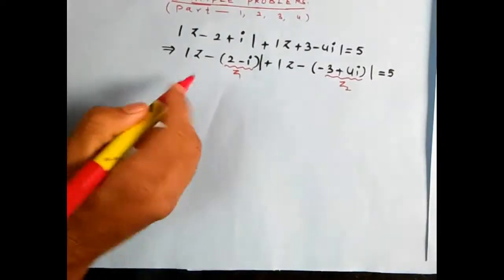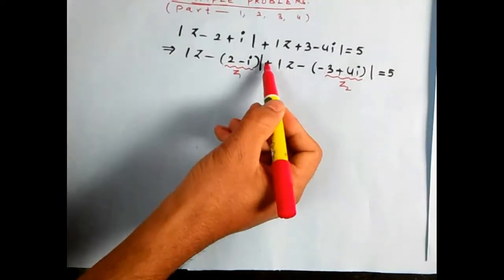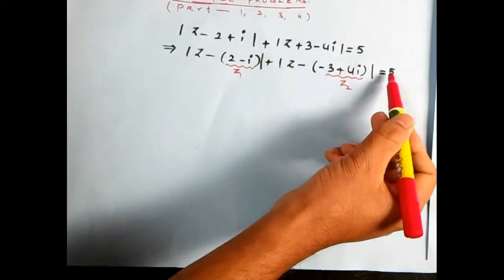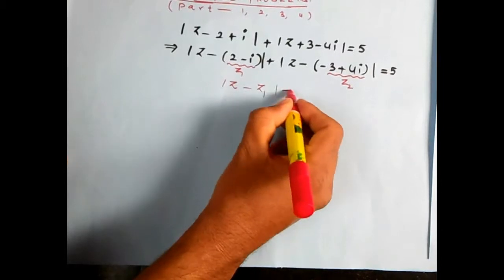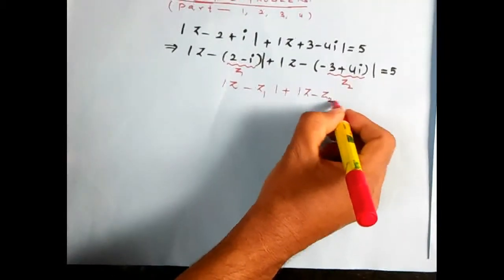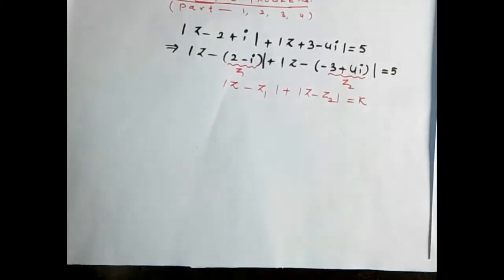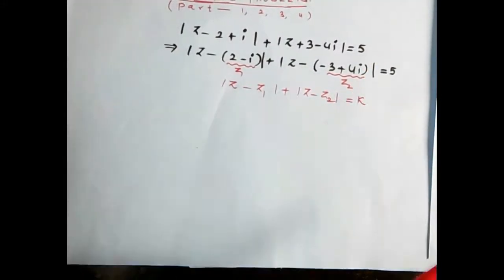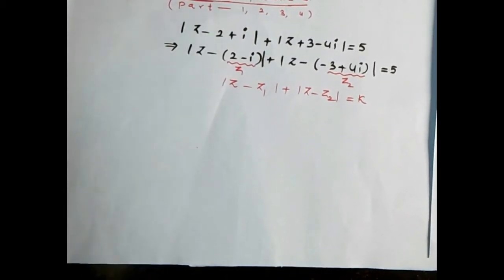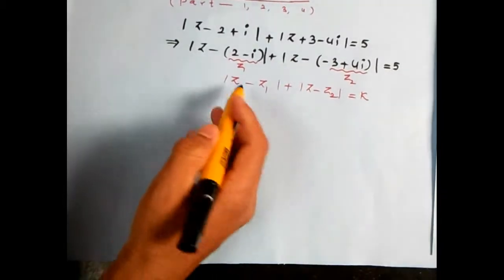So now how does it look? Modulus of z minus z1 plus modulus of z minus z2 equals 5. So whenever modulus of z minus z1 plus modulus of z minus z2 equals k, something like k is given, the locus of z depends on k. That is, k is more than modulus of z1 minus z2, equal to modulus of z1 minus z2, or less than modulus of z1 minus z2. That we have to see. So first I will calculate what is modulus of z1 minus z2.